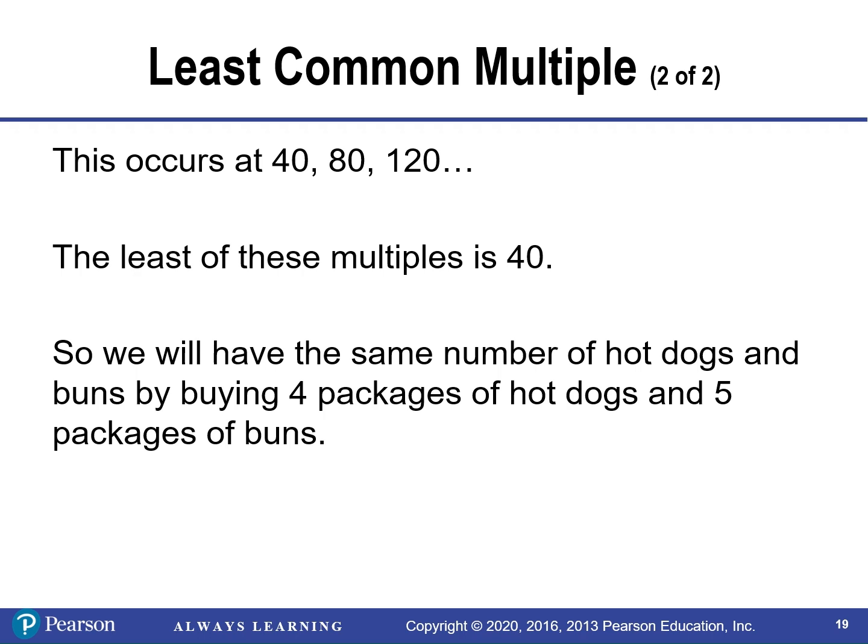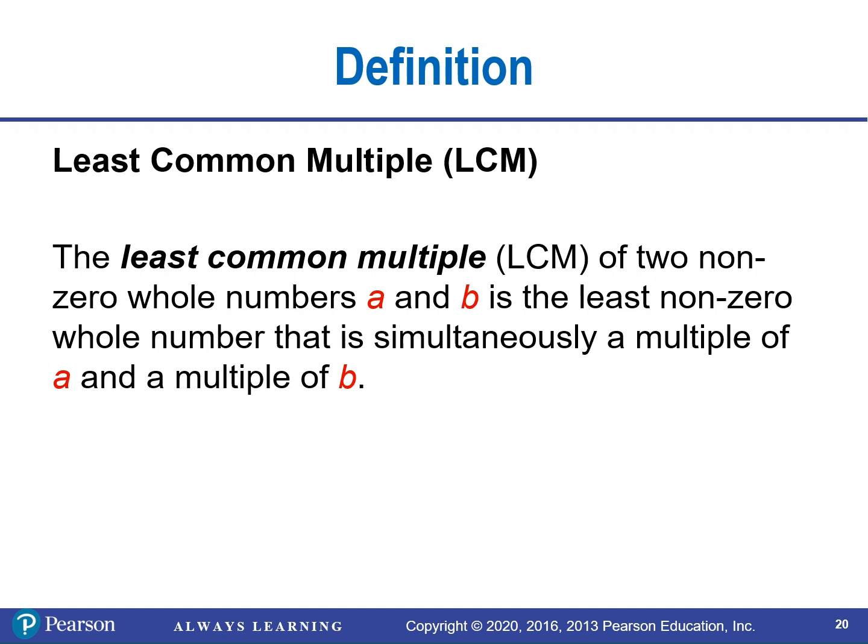So we're going to have to buy the same number of hot dogs and hot dog buns by buying 4 packages of hot dogs and 5 packages of buns, because 4 times 10 will give us 40 hot dogs, and 5 times 8 will give us 40 buns. So this is the least common multiple. 40 would be the least common multiple between 10 and 8.